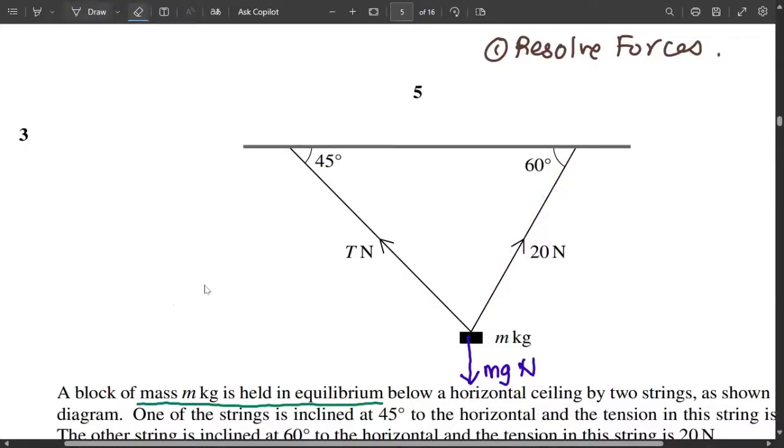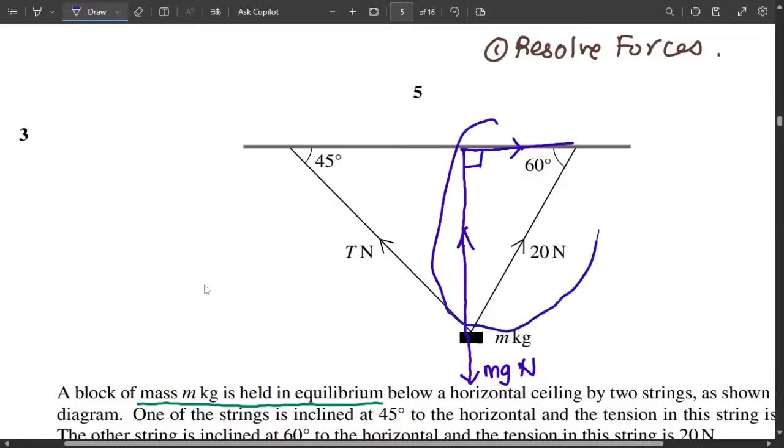Again, we'll draw two perpendicular vectors. One will be the force acting upwards and one the force acting to the right. That will lead to this 20 Newton force. Okay, now let us make this individual diagram again. This is 60 degrees. This is 90. This is 20 Newton.